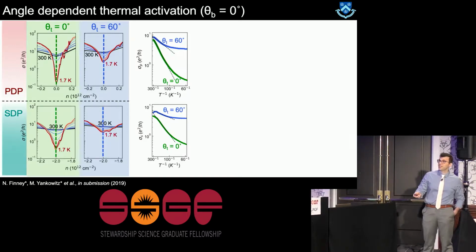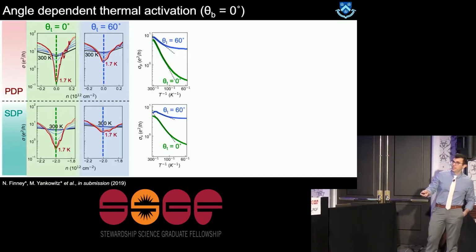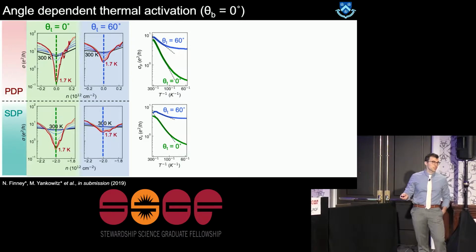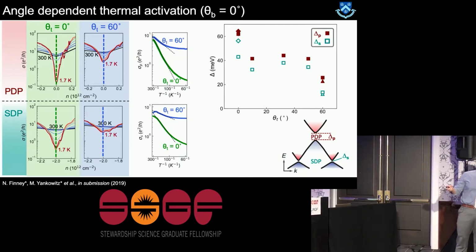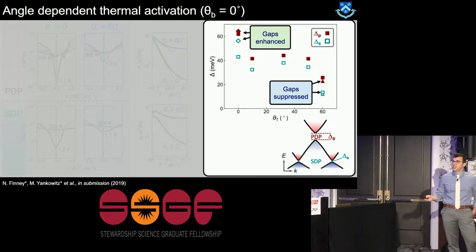And if I take a line cut, so basically sampling points, plotting the conductivity versus the temperature, I can do an Arrhenius fit to extract what the thermal activation gaps should be. And so as a function of angle, I can plot how these gaps change. And I can see that clearly at 60 degrees, I have this enhanced gap. I'm sorry, at 0 degrees, I have this enhanced gap. And then at 60 degrees, I have this suppressed gap.